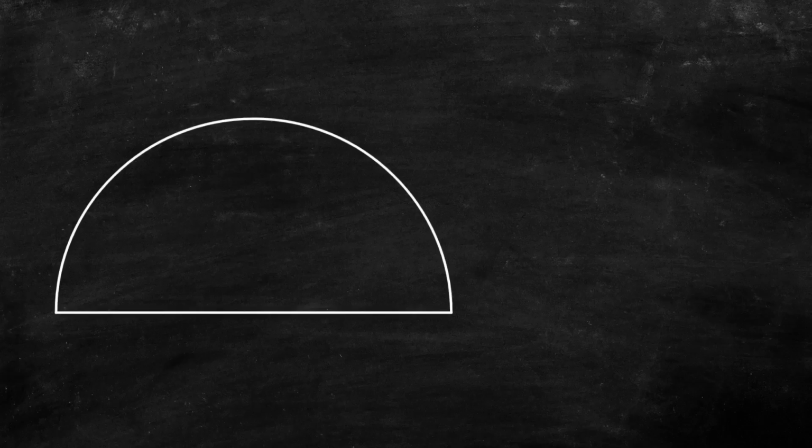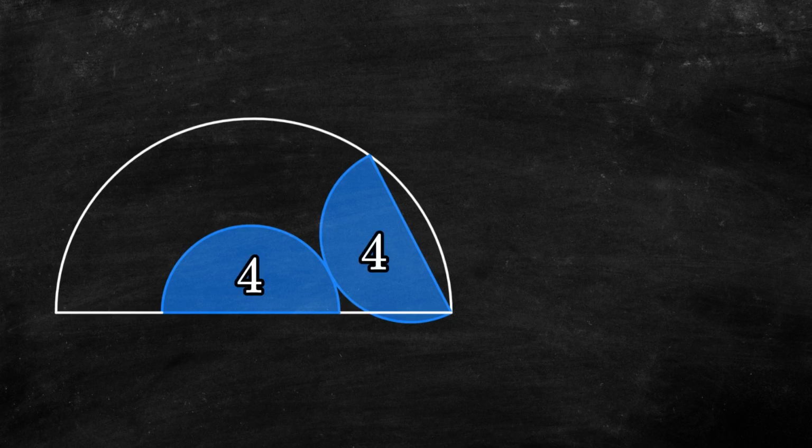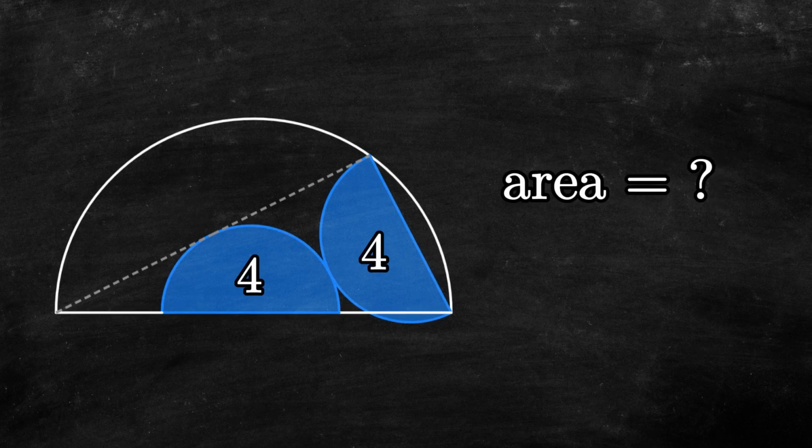Let's imagine we have a semicircle of unknown radius or diameter. Say we have two congruent inscribed semicircles, each with an area of 4 square units. If we could draw this line segment from corner to corner, such that the line segment is also tangent to this semicircle, what is the area of the large semicircle? Let me show you how it's done.